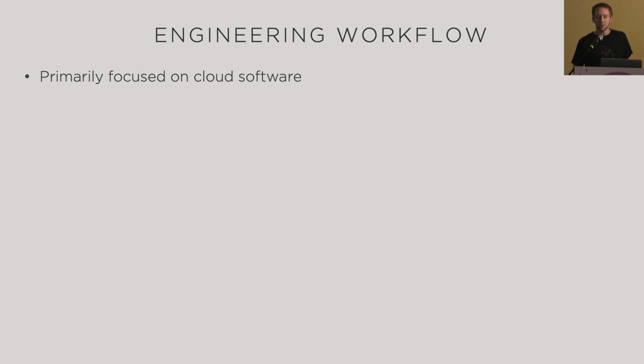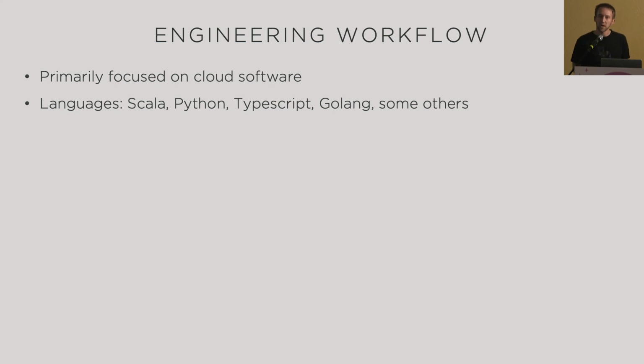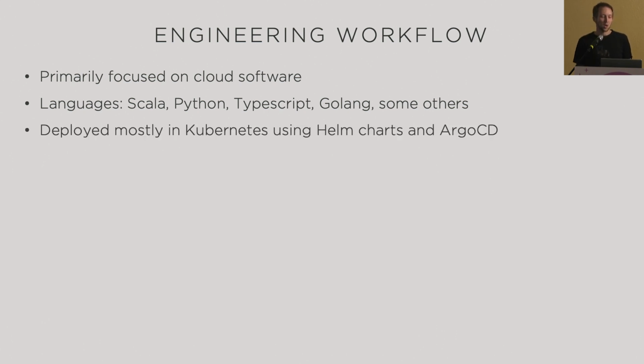So I'd like to cover some details on our engineering workflow, as that influences a lot of our choices in CI and CD. As I said before, we're primarily focused on building cloud software. We work in a few different languages. I happen to work mostly in Scala, but there's also a good amount of Python, TypeScript, Golang, and some others. We deploy our applications primarily into Kubernetes, and we use Helm charts to bundle up all the YAMLs and do some templating. And we use a tool called ArgoCD to handle diffing and synchronizing these resources into the Kubernetes clusters.